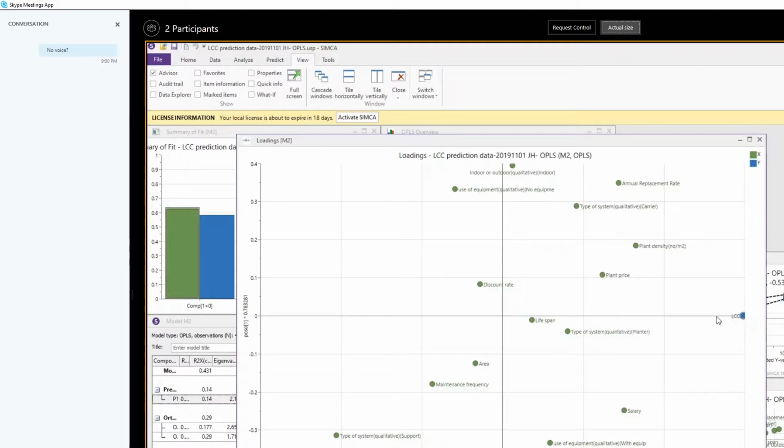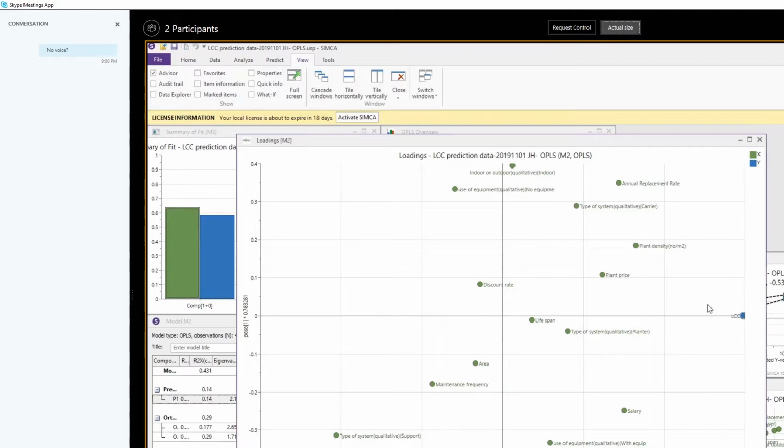So if you go back along this axis, the first ones that you come across are plant density up here, right? So you're moving backwards in a straight line. So the first one is plant density. But because plant density is straight up, it means that it also has an impact on the orthogonal components, because it has a number up here as well. So the further away from zero things are, the bigger the impact they have, whether it's on the predictive component or whether it's on the orthogonal component, right?